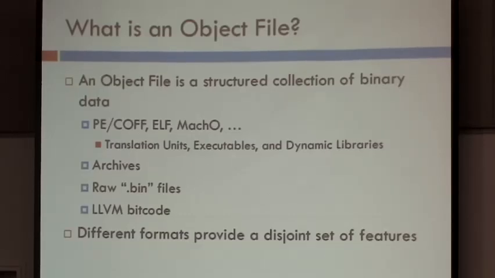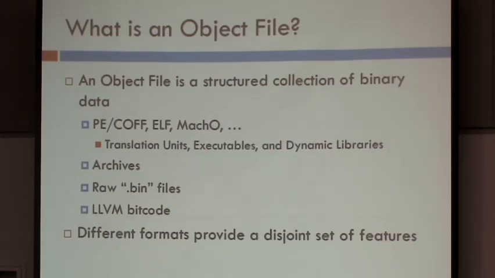And that's also fat binaries, such as the universal binary on Darwin and fat ELF for ELF systems. Raw binary files that are commonly used on embedded systems, which are just directly mapped into the processor, or into the memory. And then finally, I also include LLVM bitcode as an object file, because it does match all the other characteristics. Now, all these different formats provide a disjoint set of features.